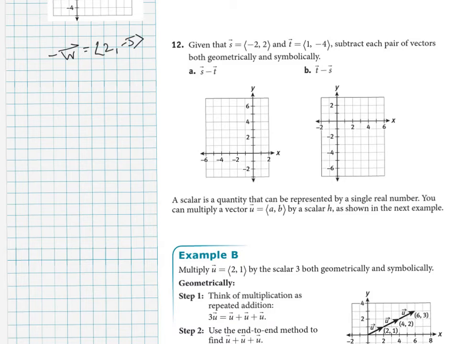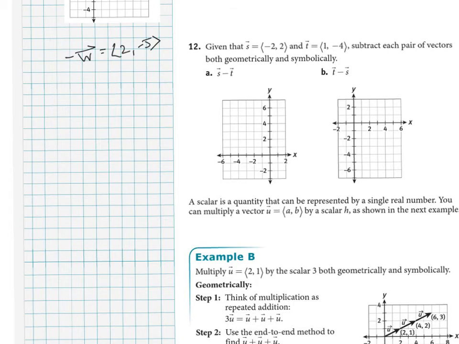And you just have to be kind of careful with how you draw your lines. The grids in the book are pretty good. So we'll take a look at 12a. It says to subtract each pair of vectors, both geometrically and symbolically.